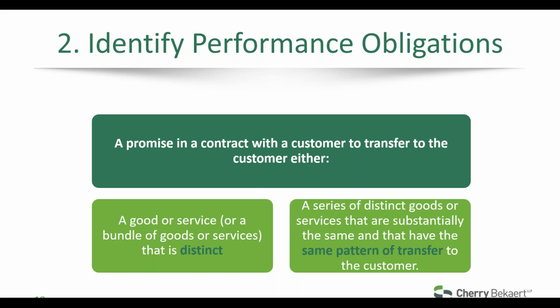The second item, which is the new term in Topic 606, is performance obligations. What is a performance obligation? A performance obligation is a promise in a contract with the customer to transfer either of these things. So it's a promise to either transfer a good or service that is distinct, or a series of goods or services that are substantially the same and have the same pattern of transfer to the customer. So a performance obligation is, what are you committing to in this contract? What goods or services are you going to provide? And those services should be delineated.